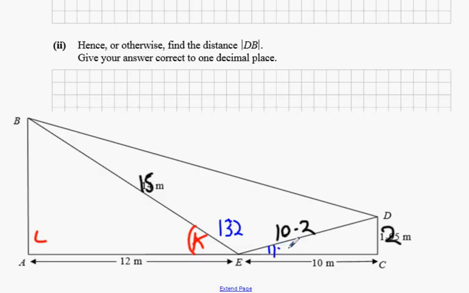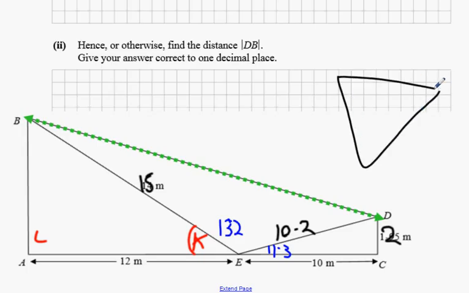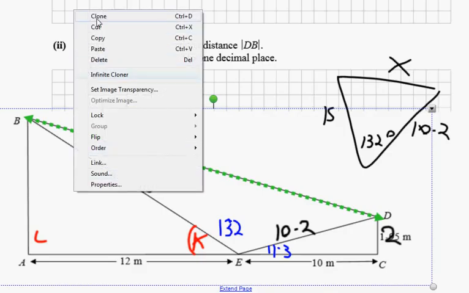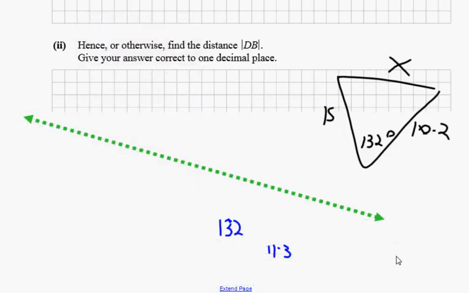Now, what did you say that was? 132? That's 11.3. Okay. Hence or otherwise, find the distance D to B. Everybody see D to B? I'm going to highlight it in green. That there, yeah? Now, on a really basic level, D to B is this triangle here. There's 132 degrees in between. Should be more obtuse. That's 15. That's 10.2. We're going to let X be equal to DB. Can anybody tell me now what you think we should do to find out what DB is? Can we use SOHCAHTOA?